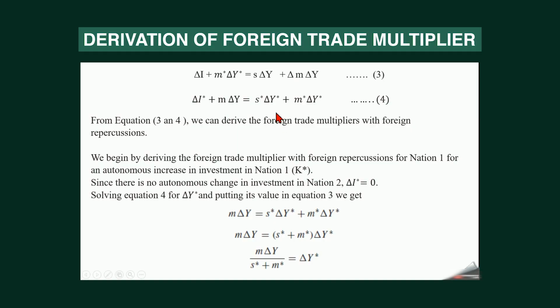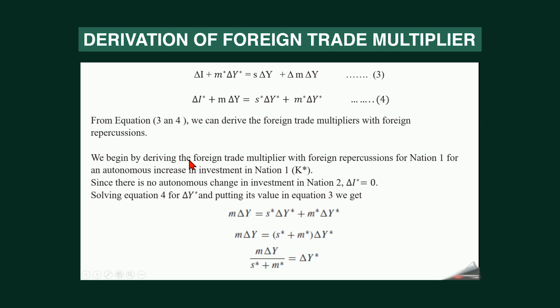So, equations 1 and 2 can be redefined as delta I is equal to m star into delta y star, that is, the export of domestic country is now represented by import of foreign country. Similarly, the export of the foreign country is the import of the domestic country, represented over here. Now, we can derive the foreign trade multiplier with repercussion in this particular way.